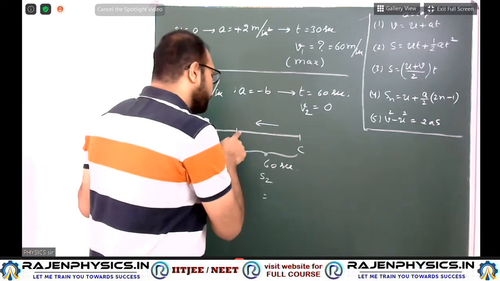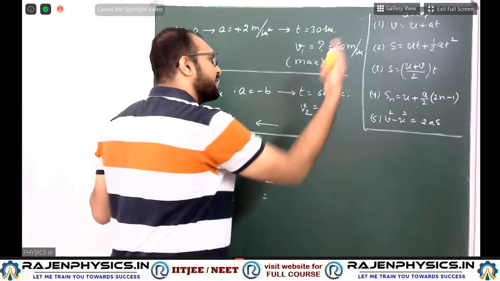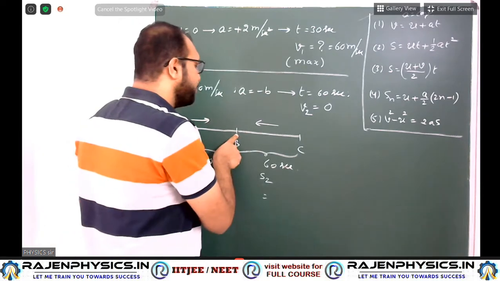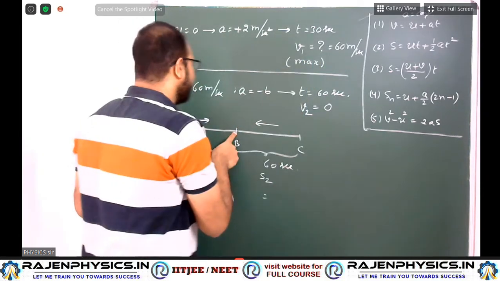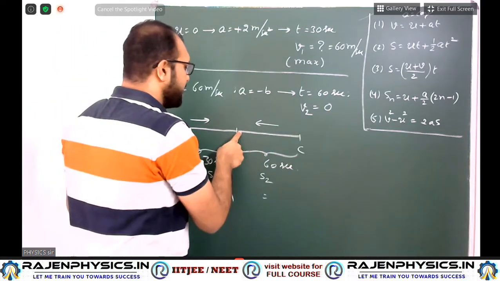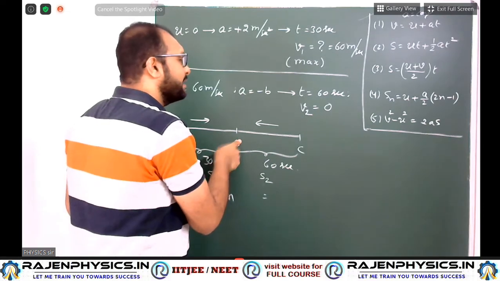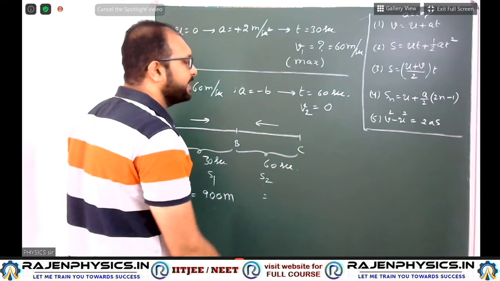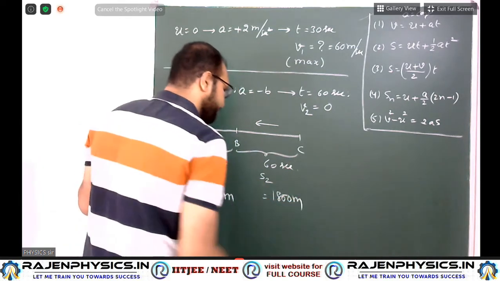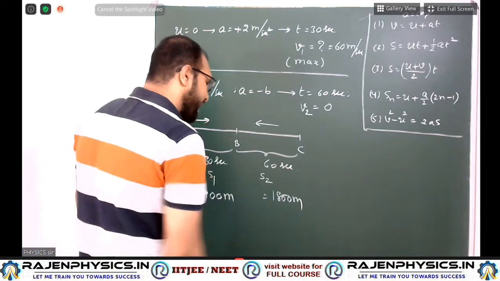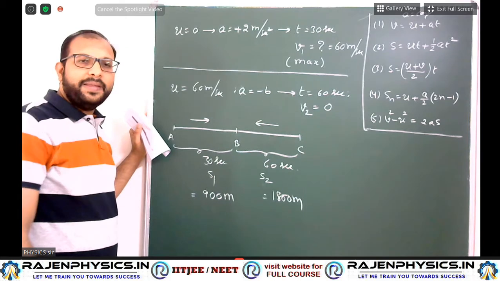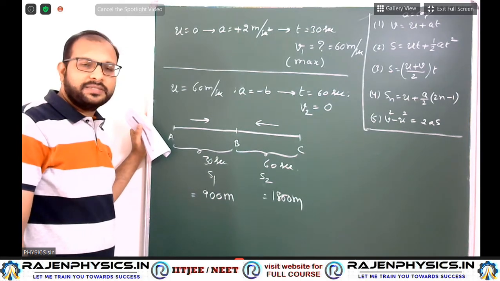Yes. S2 from B to C. Again equation number 3: (u plus v) by 2 into t. Of course here u is 60, and v is 0. 60 by 2 is 30. 30 into 60 is 1800. Students, 900 plus 1800 is 2700. That is 2.7 kilometers.